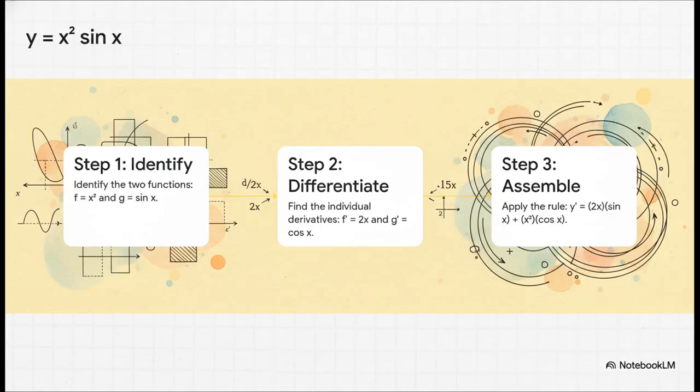So let's tackle y equals x squared times sine x. Step 1, we just identify our two functions. Let's call f x squared and g sine x. Easy enough. Step 2, find their derivatives. f prime is 2x, and we just learned that g prime, the derivative of sine, is cos x. Now for step 3, we just plug everything into that product rule formula. And there's our answer. y prime equals 2x sine x plus x squared cos x.